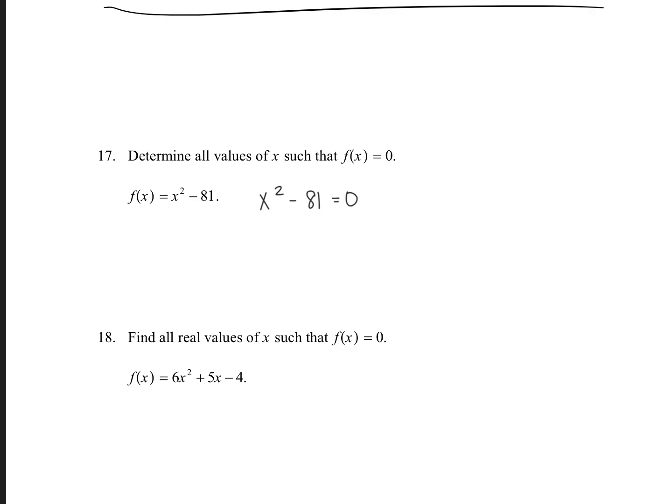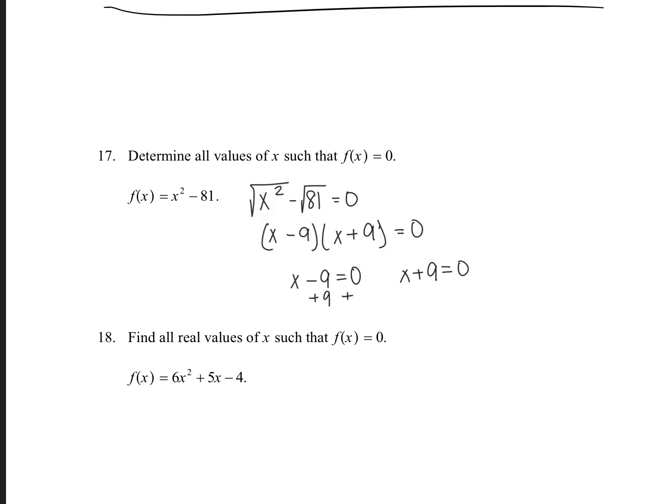Looking at this, it is the difference of squares. I could square root them. I'm going to get x minus 9, x plus 9, set it equal to 0. My answer is going to be x minus 9 equals 0, x plus 9 equals 0, and then solve.